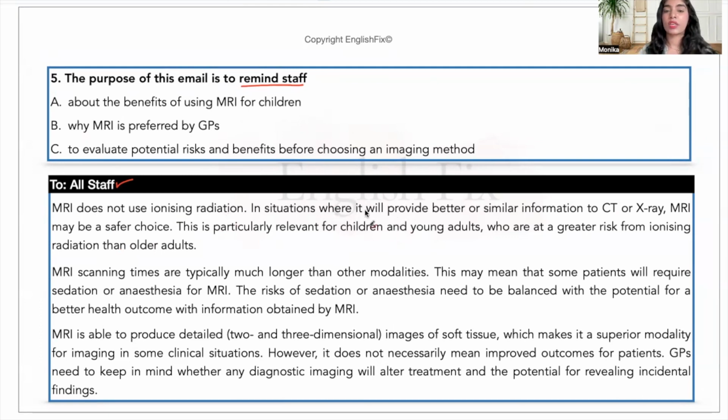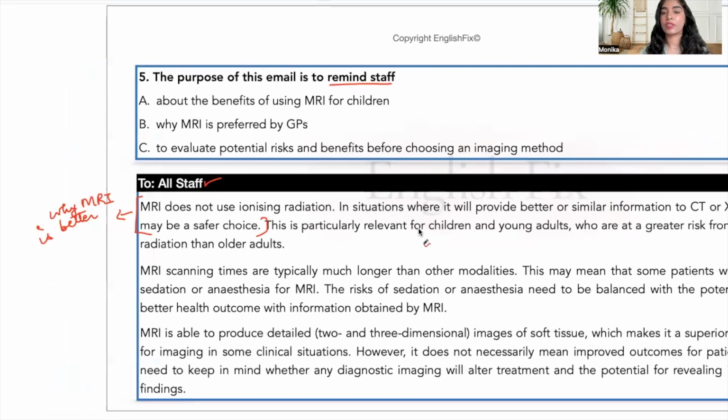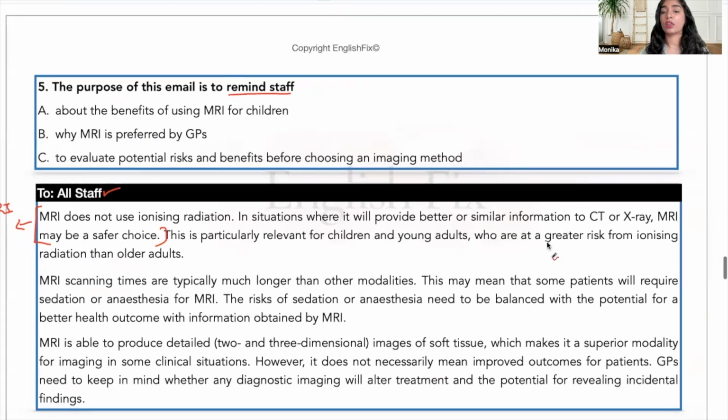In situations where it will provide better or similar information to CT or X-ray, MRI may be a safer choice. So the whole point they have said this sentence is to tell you why MRI is better. This is what I have understood, why MRI is better here. This is particularly relevant, important for children and young adults who are at a greater risk from ionizing radiation.